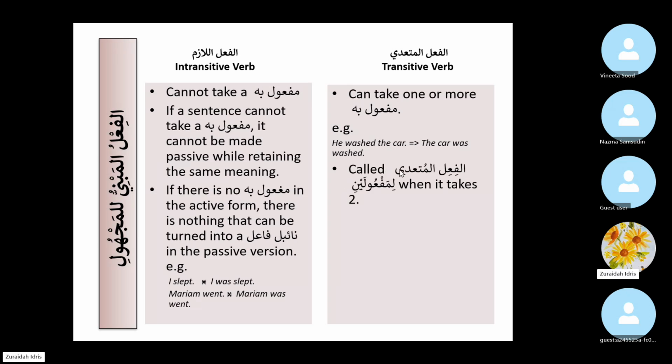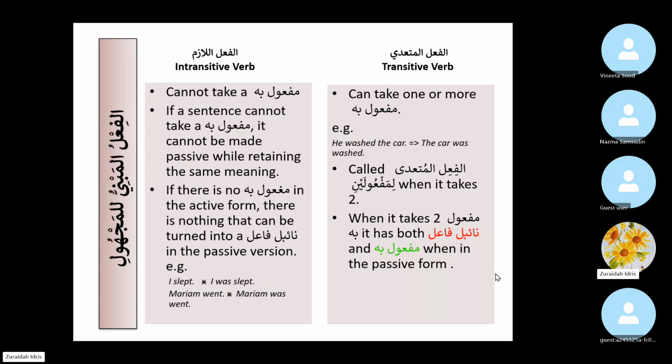So we have something called a fi'il muta'adi, a fi'il that can take two maf'uls. So we say maf'ul line, when it takes two. What happens to this sort of fi'il when you have two maf'uls and you make it passive? Only in this case you will have one na'ibu fa'il and then a maf'ul bihi.